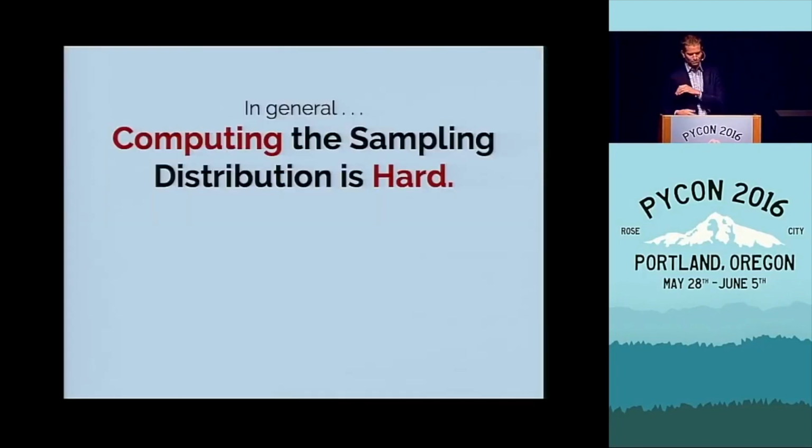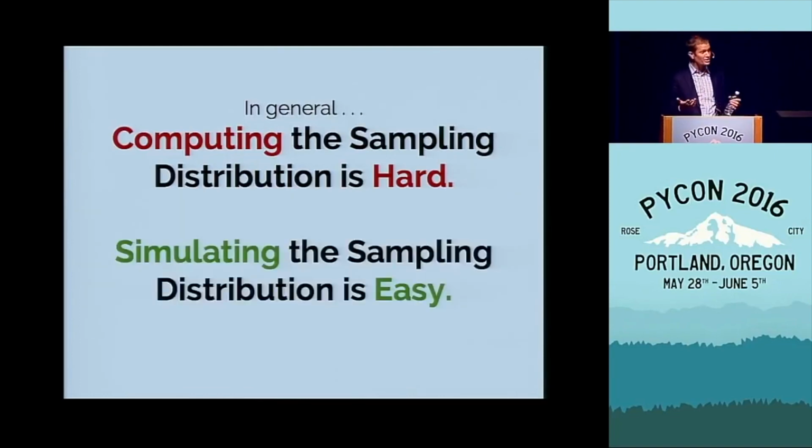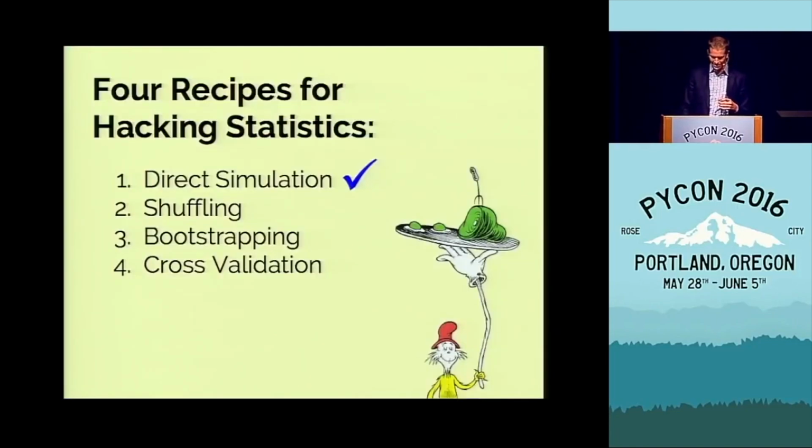All right, so in general, computing the sampling distribution, that's this binomial curve that I showed you, is a difficult thing to do. But also, in general, simulating the sampling distribution can be very easy. So what I want to do today is show you a few recipes for doing this sort of simulation of the sampling distribution, so you can answer statistical questions appealing to the types of coding intuition that you have.